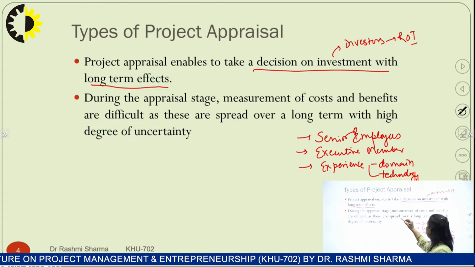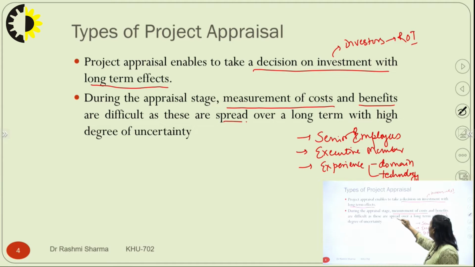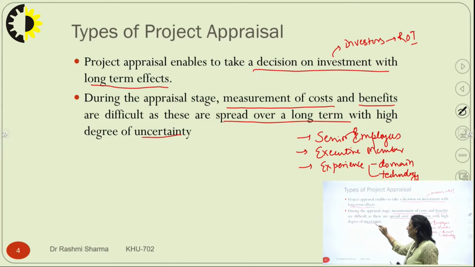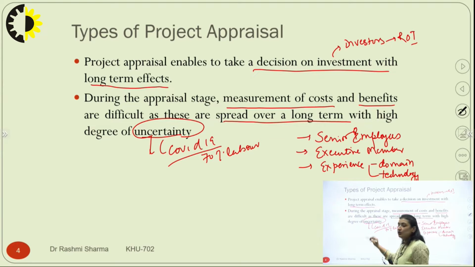Then, during the appraisal phase, you have to measure the cost. The benefits are difficult to measure as they are spread along the term with a high degree of uncertainty. This uncertainty was COVID-19. In the COVID-19 duration, you might have heard that almost 70% of the labor lost their job. That was uncertainty in their job. But the software industry didn't kick the people out. The teaching industry didn't kick the people out, because they required those particular resources even though they were working from home. So we have to take this uncertainty into consideration while making project appraisals.